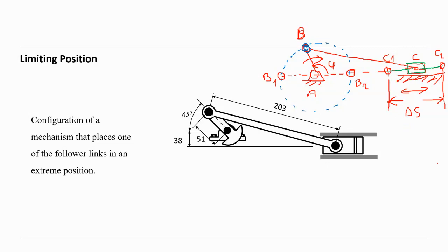So this is an important definition. If you try to design such a mechanism with a linear motion of, let's say, 20 millimeter or 100 millimeter or 150 millimeter, I mean the delta S, the stroke, you have to consider it.